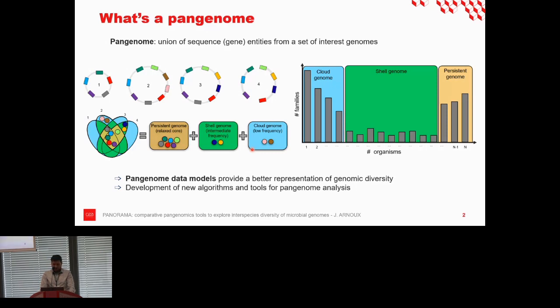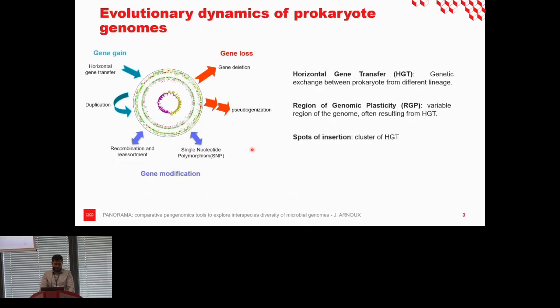And this pangenomic analysis can help to better understand the adaptive potential of bacteria and the evolutionary dynamics of prokaryotic genomes, because this evolutionary dynamic is linked to gene gain, loss, or modification. And in gene gain, there is horizontal gene transfer, which corresponds to the exchange of genomic material between prokaryote species from different lineages.